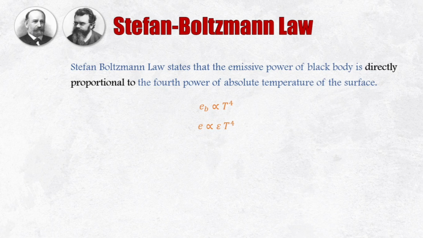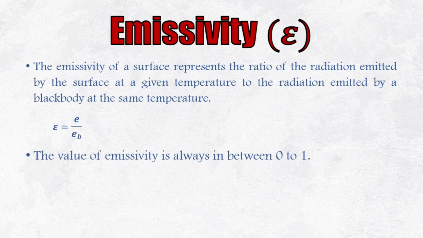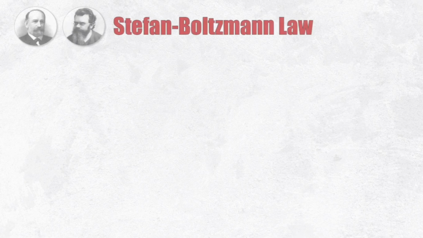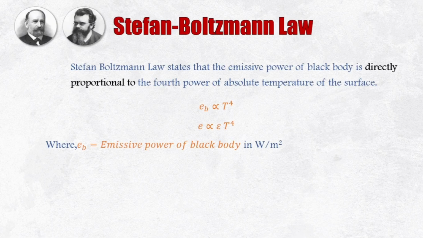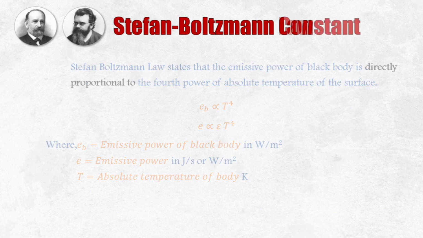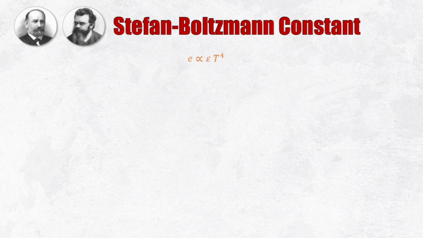If we write this same law for a normal surface, the emissive power is directly proportional to epsilon into temperature to the power 4, because we have just seen the definition of emissivity. Emissivity was equal to the emissive power of a surface divided by the emissive power of a black surface. Here EB is the emissive power of a black surface, E is the emissive power, and T is the absolute temperature of the body in Kelvin. So E is directly proportional to epsilon into T to the power 4.